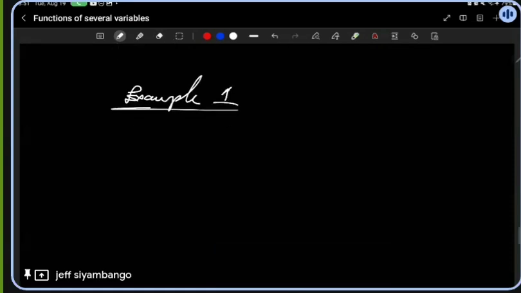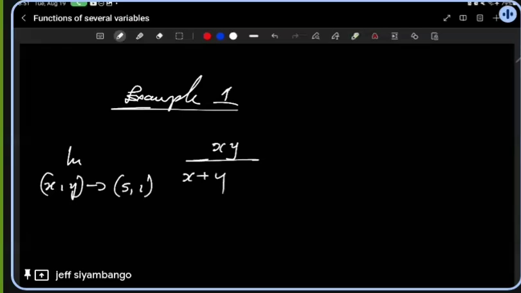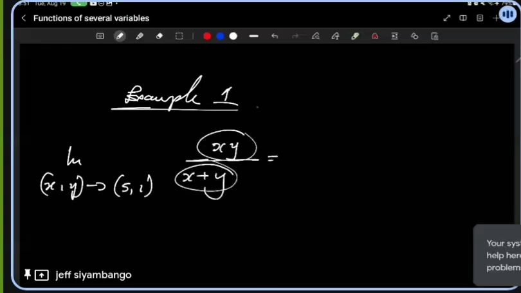So if the function is continuous at that point, all you need to do is just substitute and this is going to work out. So let's pick a basic one. We have at the point 5, 1, a function x, y over x plus y. For this one, we see that we have no complication. You can never get a 0 here. You can never get a negative under the root. So we can easily just substitute.